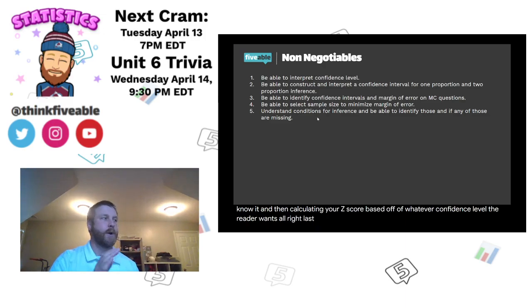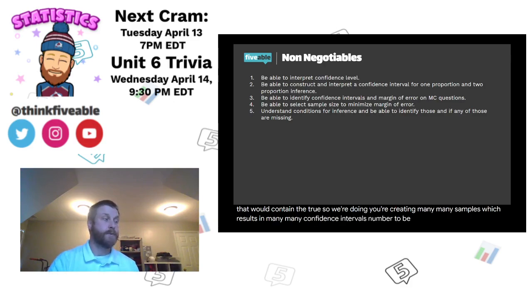All right, last thing, our non-negotiables. Number 1, be sure you know how to interpret the confidence level. So what does that 95% mean? It means that if I were to create several samples, 95% of those samples would give me a confidence interval that would contain the true population proportion. So you're creating many samples, which results in many confidence intervals.